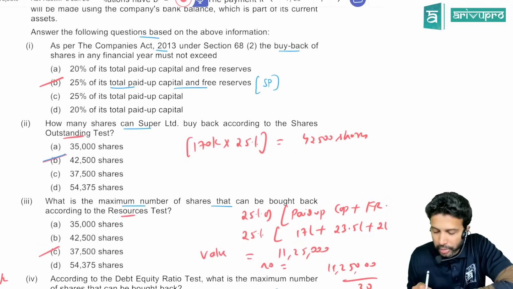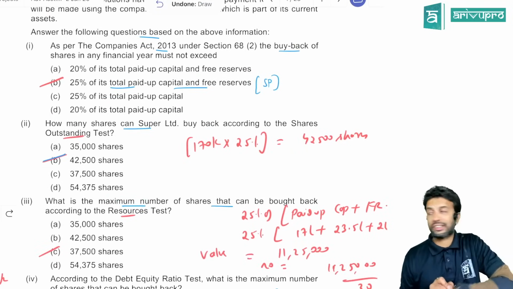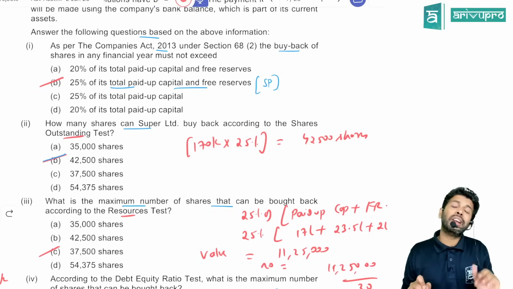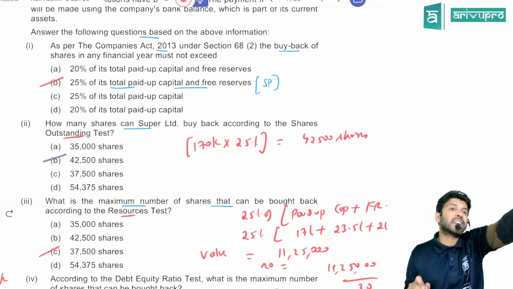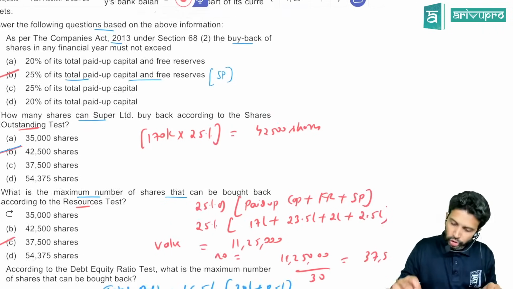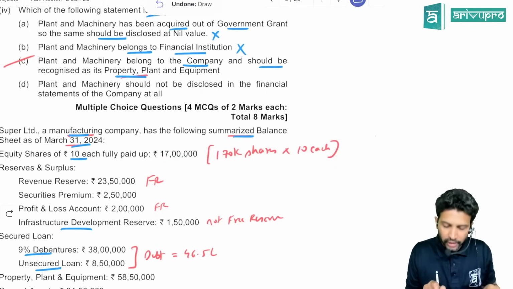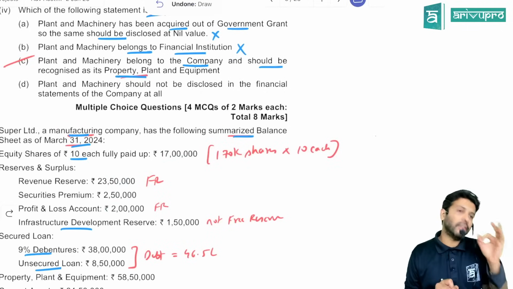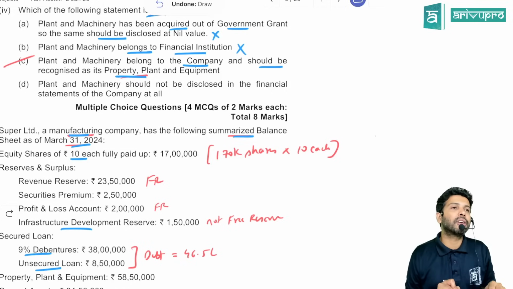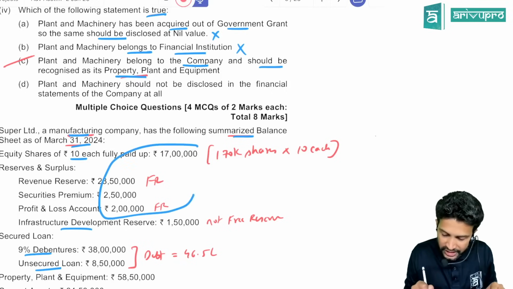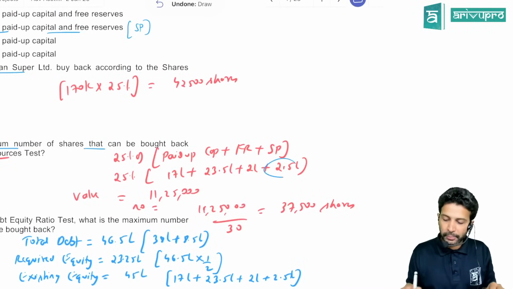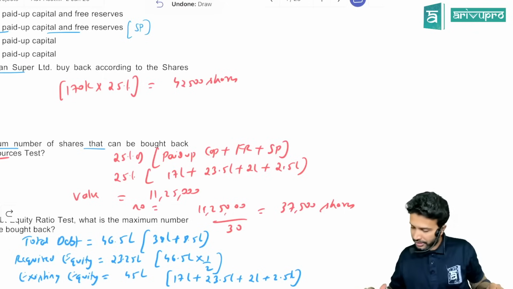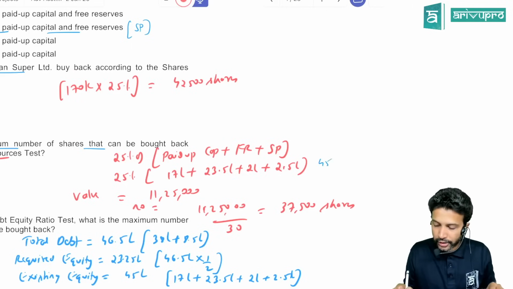Now what is the maximum number of shares the company can buy back as per the resource test? As per the resource test, what is the limit, sir? 25% of, open the bracket, paid up capital plus free reserve plus securities premium. Correct? So how much is paid up capital? 17 lakh. How much is general reserve and P&L free reserve? And should securities premium also be considered for this purpose? Yes. Add all these 4. 17 plus 23.5 plus 2 lakh plus 2.5 lakh, how much is that? My calculator is showing 45 lakhs.